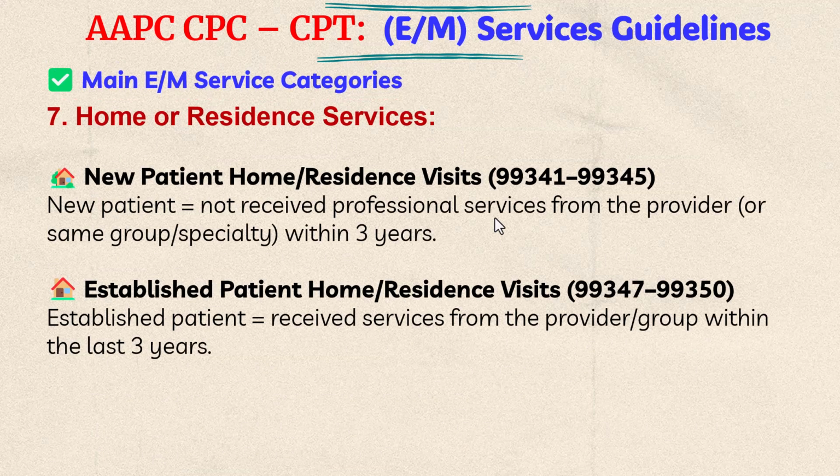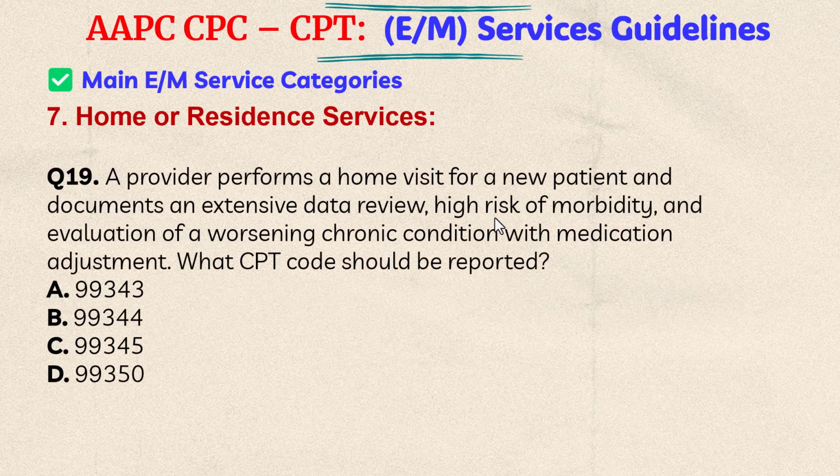So this home and resident services category has 2 types of patients. One is new patient for home or resident visit. The new patient definition we already know, that is a patient who has not received professional services from the provider within 3 years. An established patient has received services from the provider within the last 3 years. So let's see a couple of examples. Question number 19. A provider performs a home visit for a new patient and documents an extensive data review, high risk of morbidity, and evaluation of worsening chronic condition with medication adjustment. What CPT code should be reported?